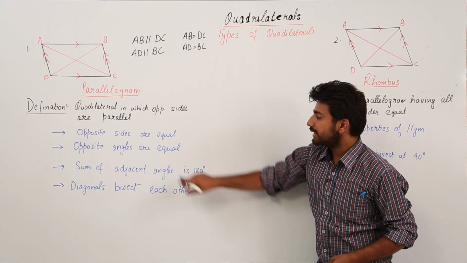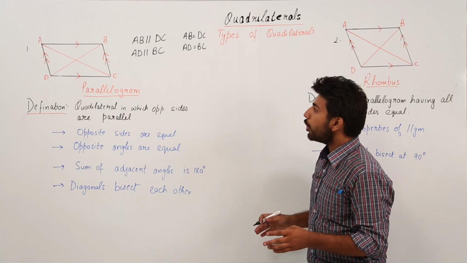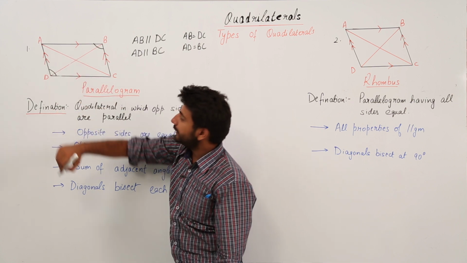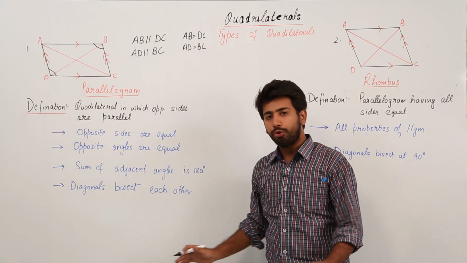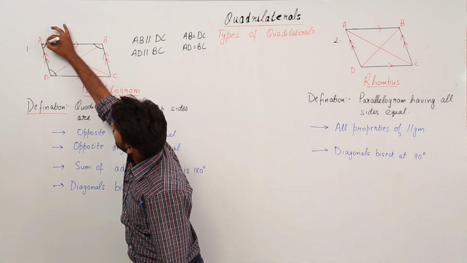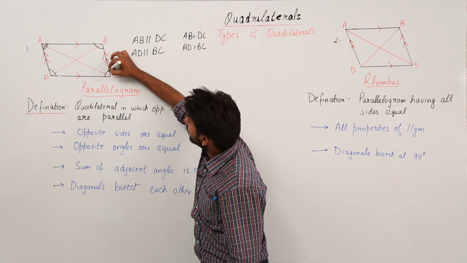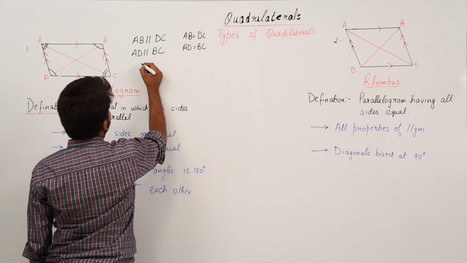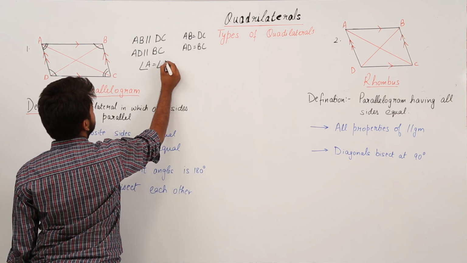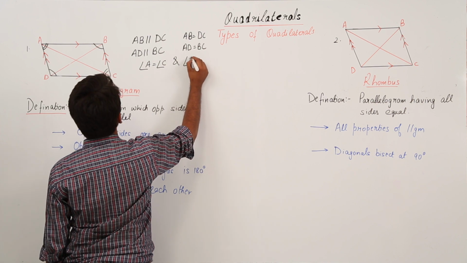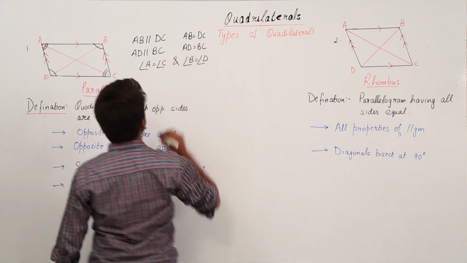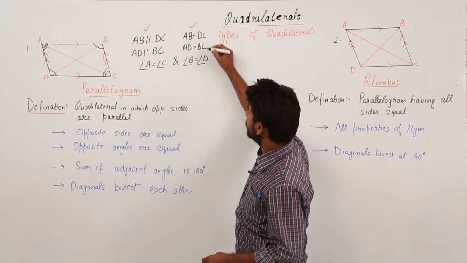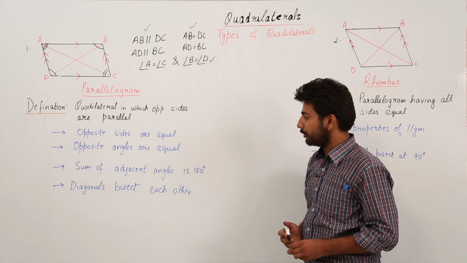Now opposite angles are equal to each other. Now what are the opposite angles? Angle B is opposite to angle D. So they both are equal to each other. Similarly, angle A is opposite to angle C. Thus, they are equal to each other. So I'll write over here, angle A is equal to angle C and angle B is equal to angle D, right? So this is the definition, this is the first property, and this is the second property of the parallelogram.